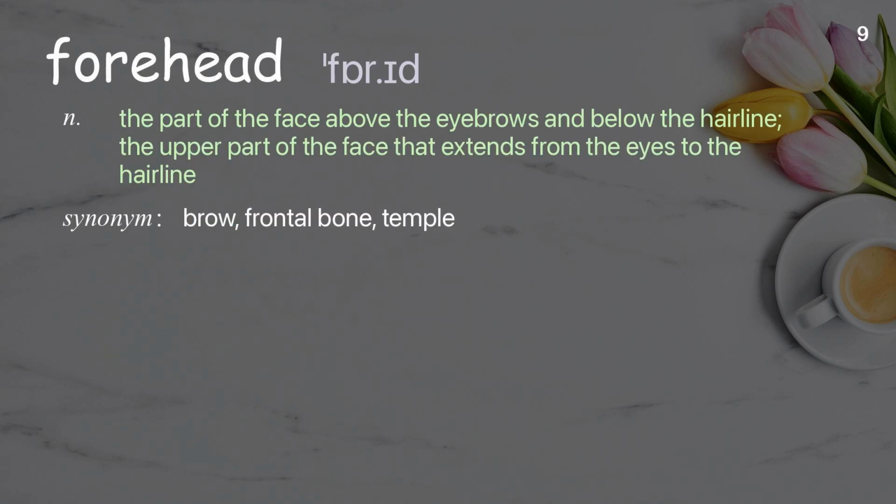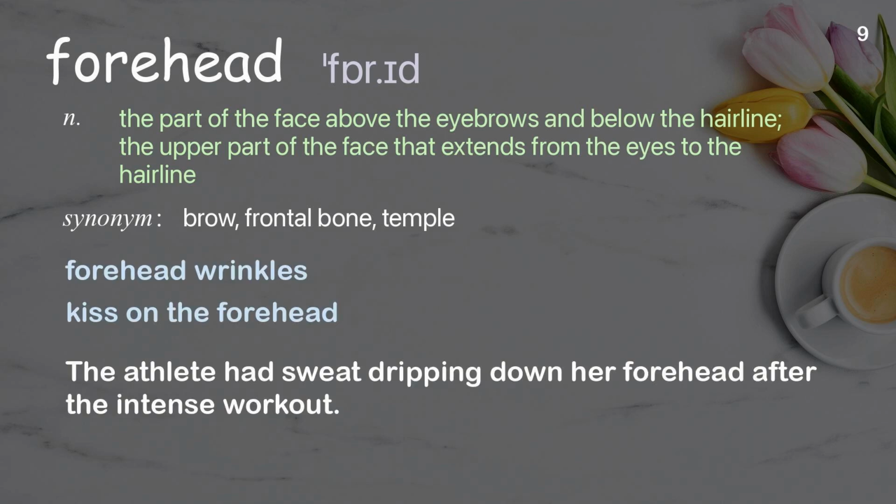Forehead. The part of the face above the eyebrows and below the hairline, the upper part of the face that extends from the eyes to the hairline. Examples. Forehead wrinkles. Kiss on the forehead. The athlete had sweat dripping down her forehead after the intense workout.